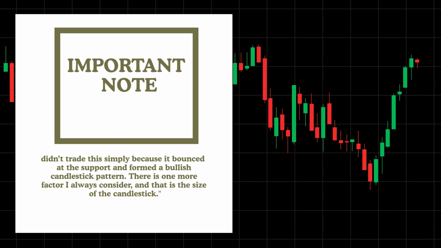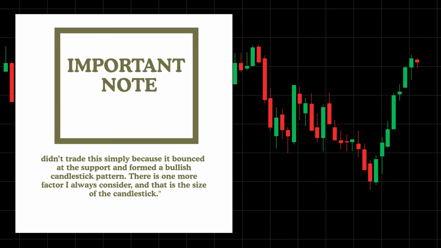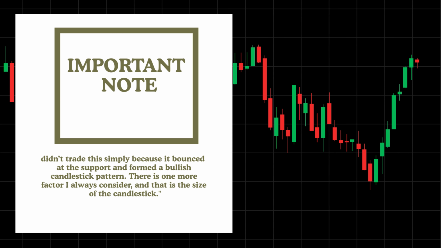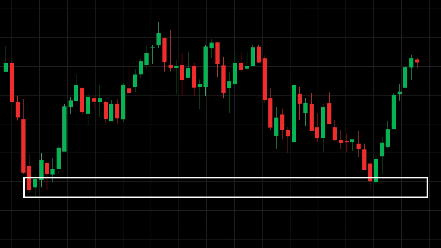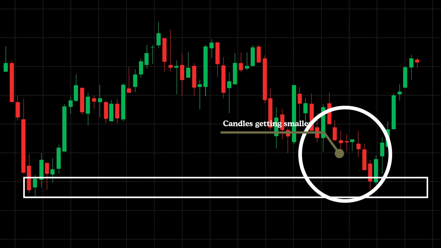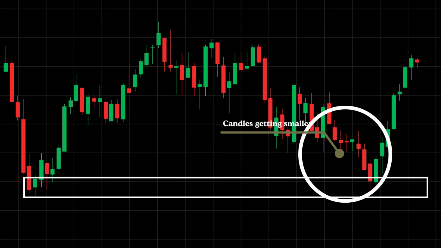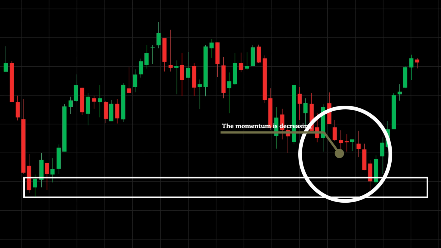But keep in mind, guys, I didn't trade this simply because it bounced at the support and formed a bullish candlestick pattern. There is one more factor I always consider, and that is the size of the candlestick. Now look back at the chart. Notice as the price moves toward the support level, have you seen that the candlesticks are getting smaller? When the candlestick approaches the key level, make sure the candles are shrinking. This indicates that momentum is weakening, and that's exactly what we want when price nears a significant level.